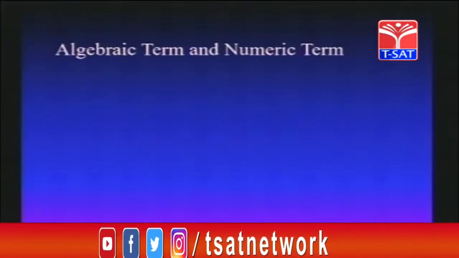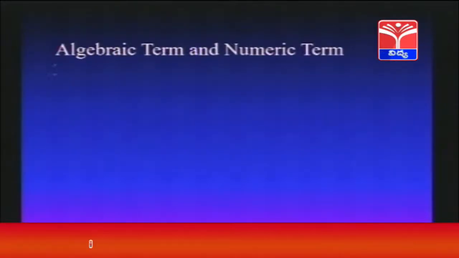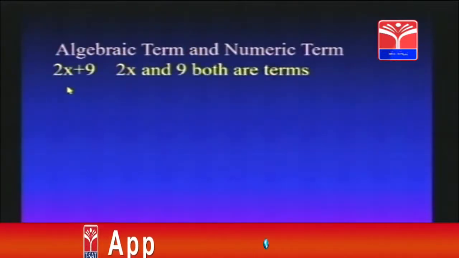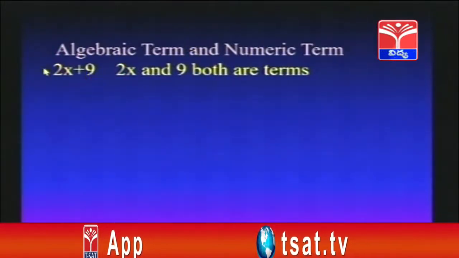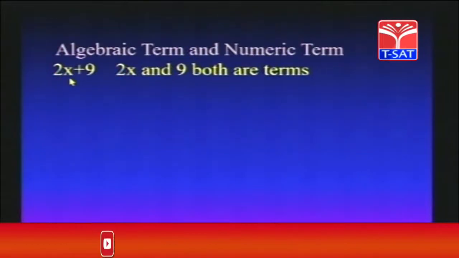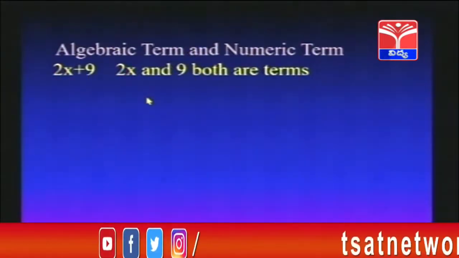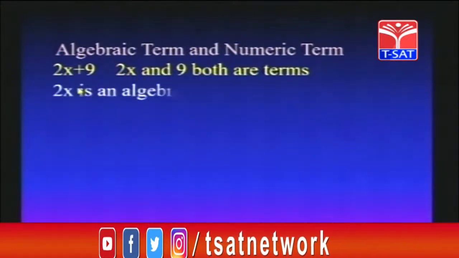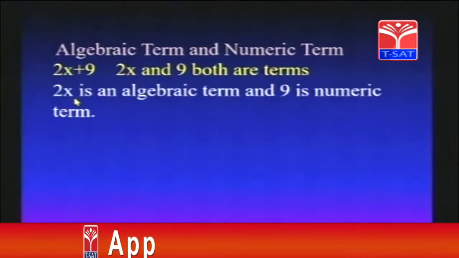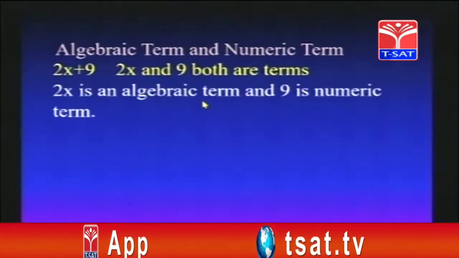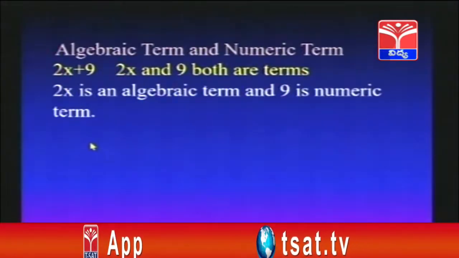Algebraic terms and numeric terms. For this, we take an expression 2x plus 9. Children, now as you can see here, 2x plus 9, you have two terms. In this first term 2x, you have a variable and a constant, so it is called an algebraic term, and 9 is a numeric term.